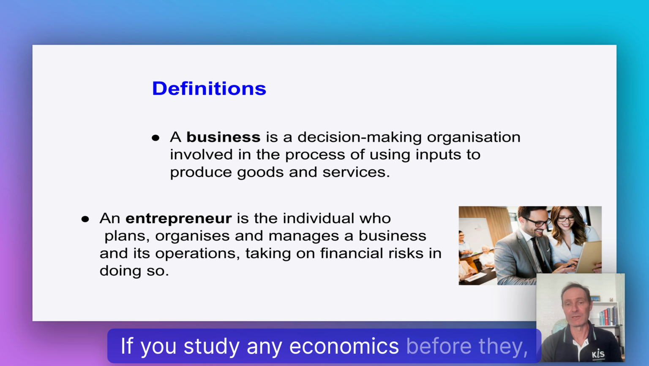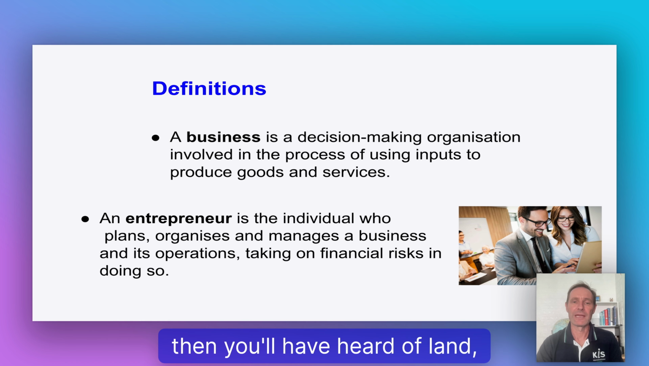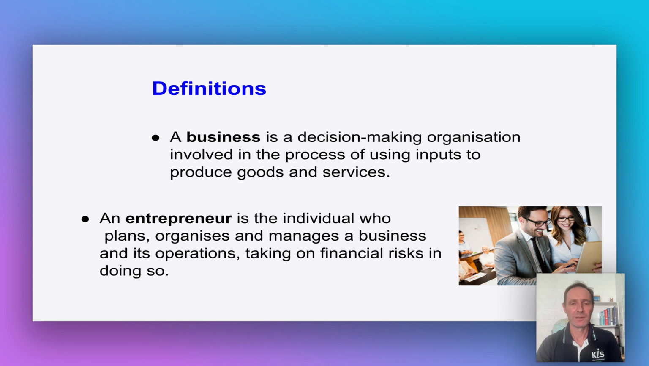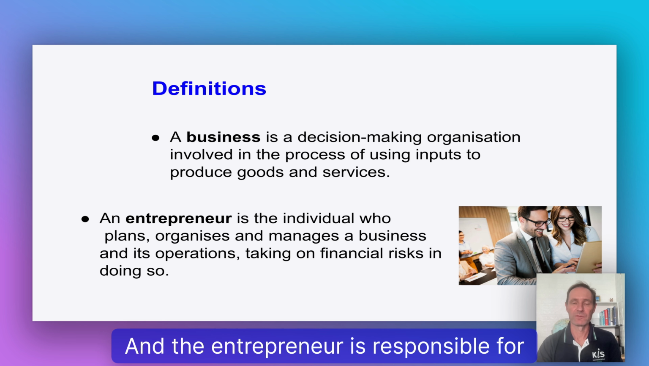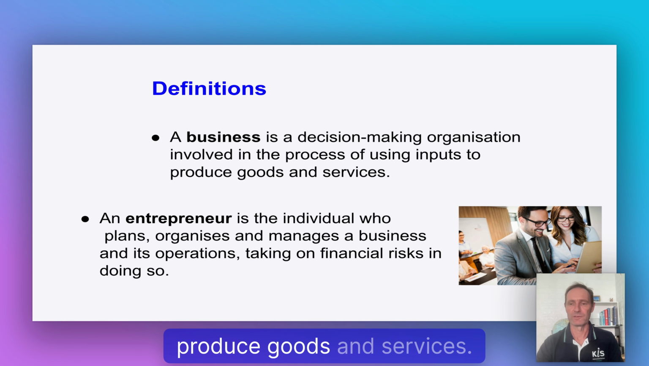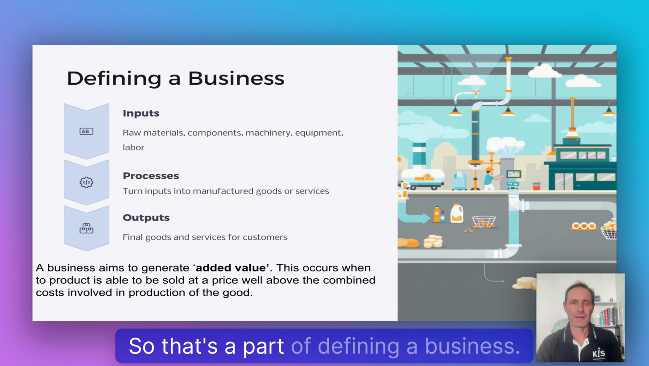If you studied any economics before, then you'll have heard of land, labor, capital, and enterprise. Enterprise is the fourth factor of production, and the entrepreneur is responsible for combining the land, labor, and the capital in order to produce goods and services. So that's a part of defining a business.